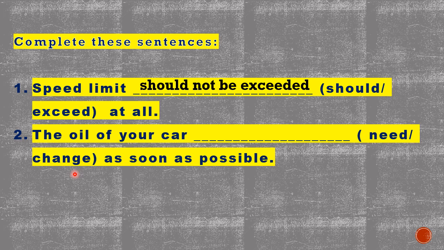If the speed limit is 100, drive 100 or below. Number two, the oil of your car need change as soon as possible. What's the answer? Yes, the answer is needs to be changed. S, because oil is singular. To be, we add be and changed, the past participle of the verb.